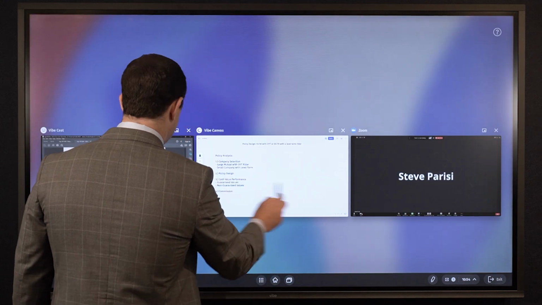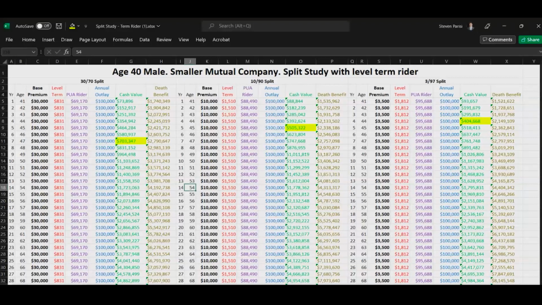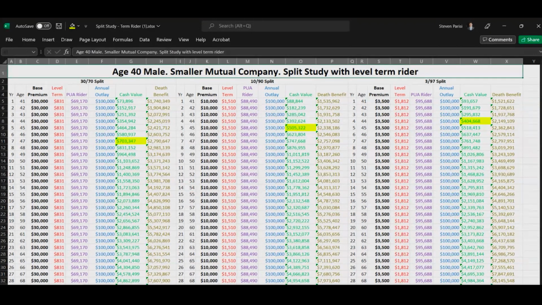Let's go back to the spreadsheet here and compare them side by side. So first and foremost, this is based on the non-guaranteed values. So up here, we've just got split study with level term rider. This is all dividend values here. What do we notice here?